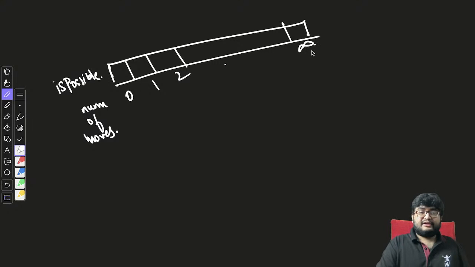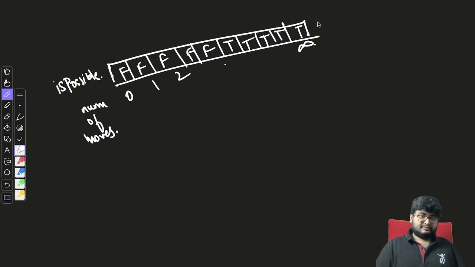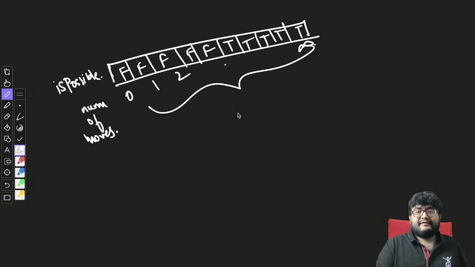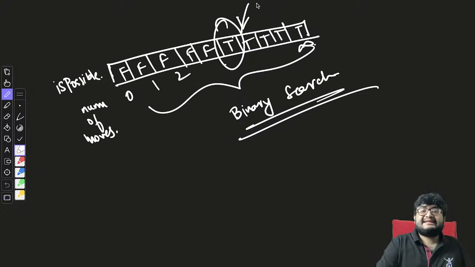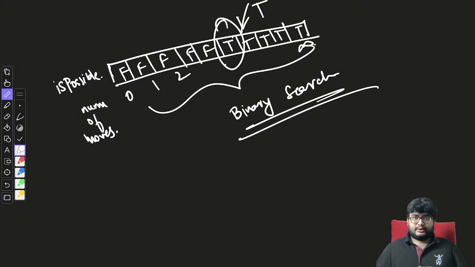These many moves, infinity. So we will have false initially, that is, it is not possible. At some time it will become true, and it will remain true after this. So in this array, we can do binary search. We can binary search for the answer, for the number of moves, right? We just have to find the first occurrence of true. That is the minimum number of moves needed to make them equal. Does this make sense?